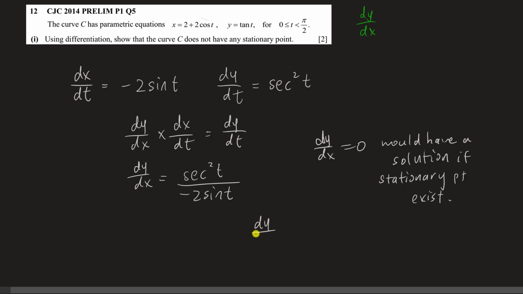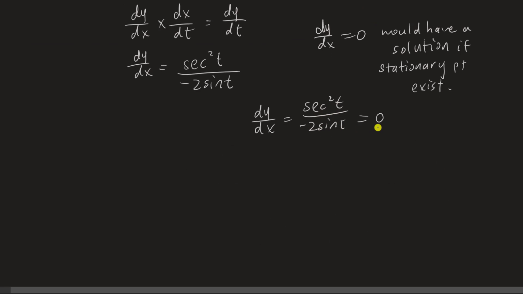dy/dx equals 0 would give us secant square t over -2 sine t equals 0. So secant square t over 2 sine t equals 0 will give us secant square t equals 0, which is actually 1 over cosine square t equals 0. What do you notice here? 1 divided by something gives you 0. That should ring some alarm because cosine square t.